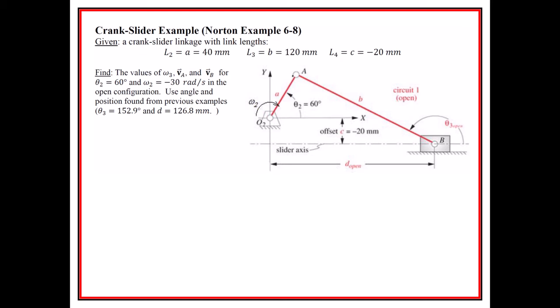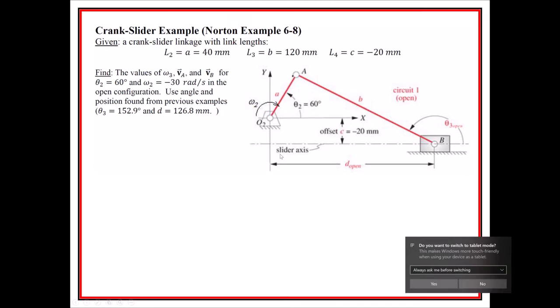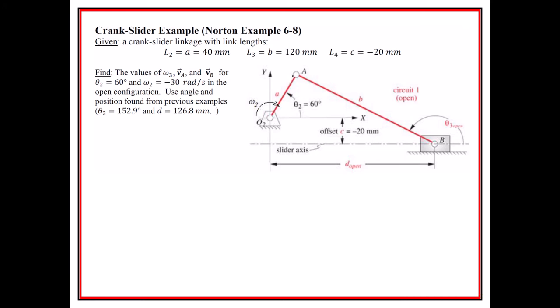This is Norton's example 6.8, and I forgot to detach my screen here and turn it around and then turn it back upside down. So hopefully that won't mess things up here. Let's see, flip it around. All right. So it'll be interesting to see if that caused any problems. So we will stay in this mode and we'll work through the problem.